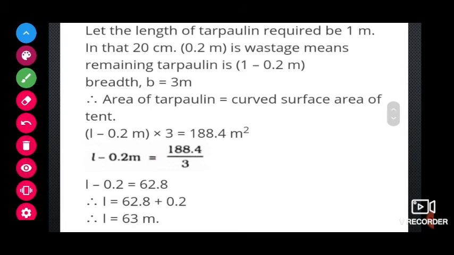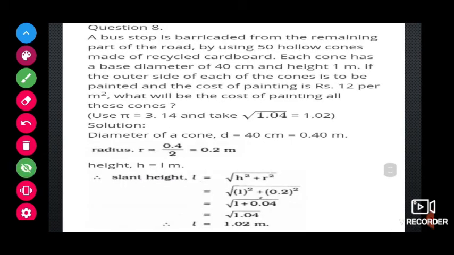Next children, the bus stop is barricaded from the remaining part of the road by using 50 hollow cones made of recycled cardboard. Each cone has a base diameter of 40 centimeters. They have given diameter, so we have to find the radius from it by dividing by 2. And the height is 1 meter. If the outer side of each of the cones is to be painted and the cost of painting is 12 rupees per meter square, what will be the cost of painting all those cones?